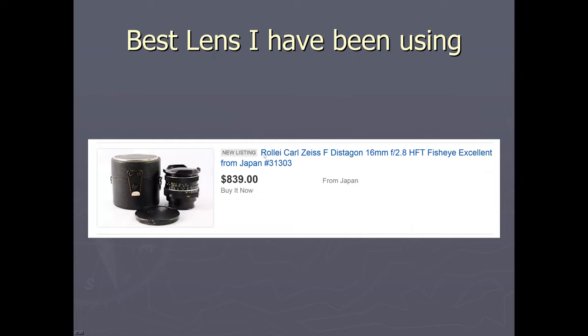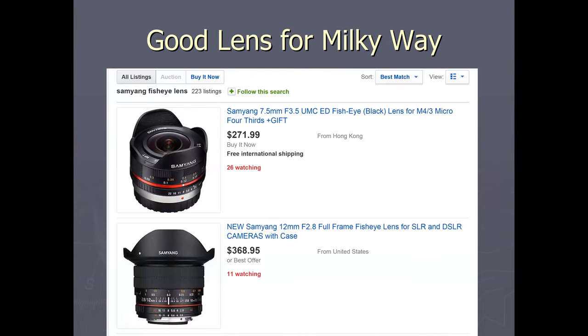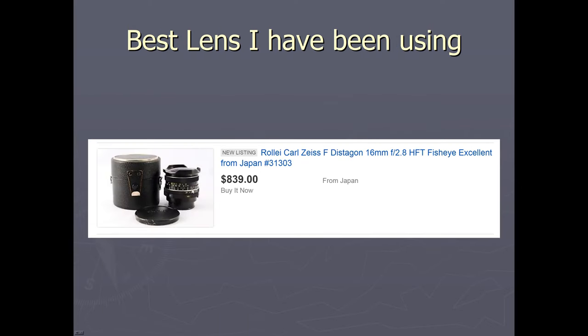But you can buy an old Rolly Carl Zeiss lens and then buy an adapter ring so that you can use this lens on Nikon or Canon or Sony or any other cameras, because this lens is tiny. It is very, very small comparing to the Samyang. The Samyang lens is much bigger than this Rolly lens. And right now, you'll be lucky if you can find a lens under $1,000. I have seen it as high as even $2,000.